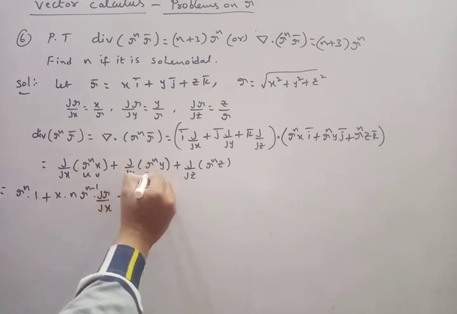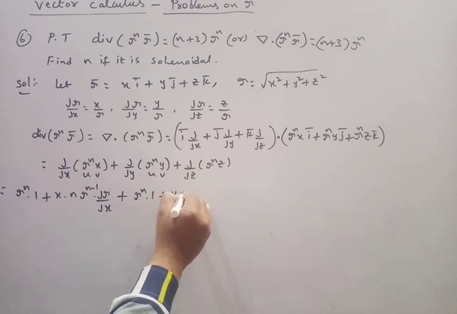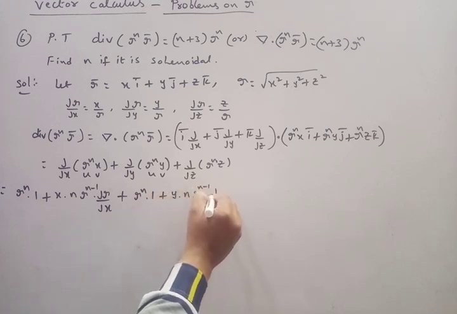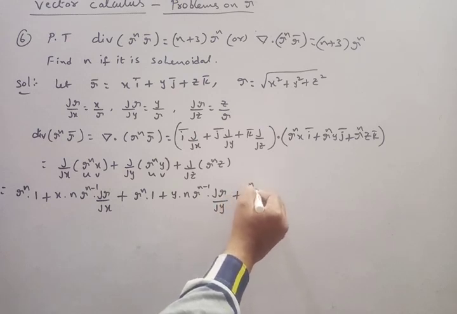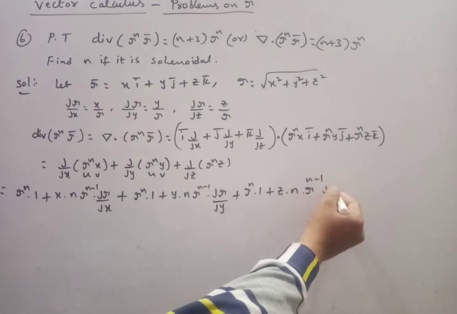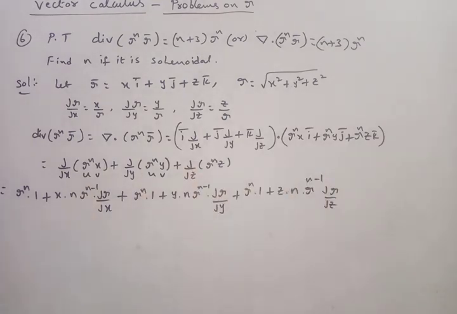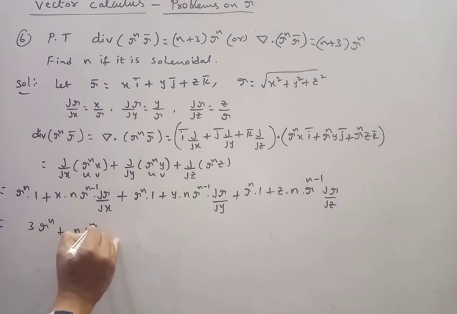Plus similarly, for the next term, r to the power n into y is 1, y into n r to the power n minus 1 dou r by dou y, plus r to the power n into z is 1, z into n r to the power n minus 1 dou r by dou z. Correct. So which term can we take common, and which term can we add? See here, r to the power n, r to the power n, r to the power n, so how much is it? 3r to the power n. Here, n r to the power n minus 1 is common.